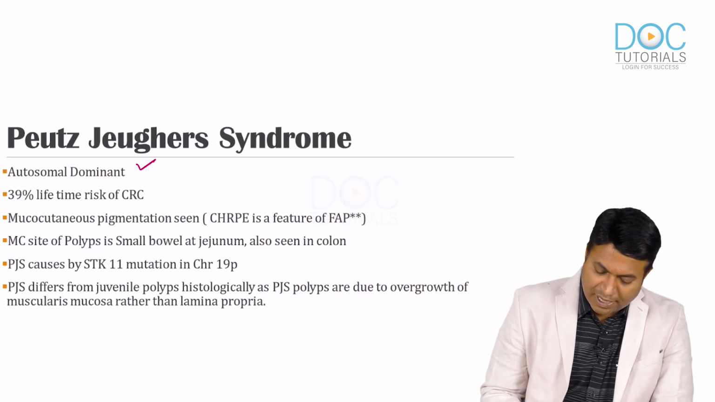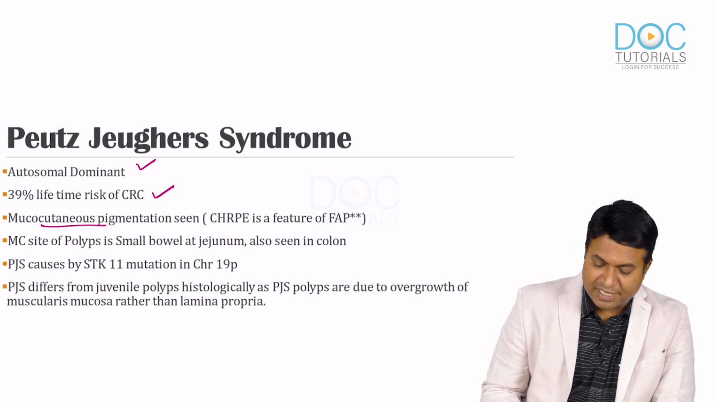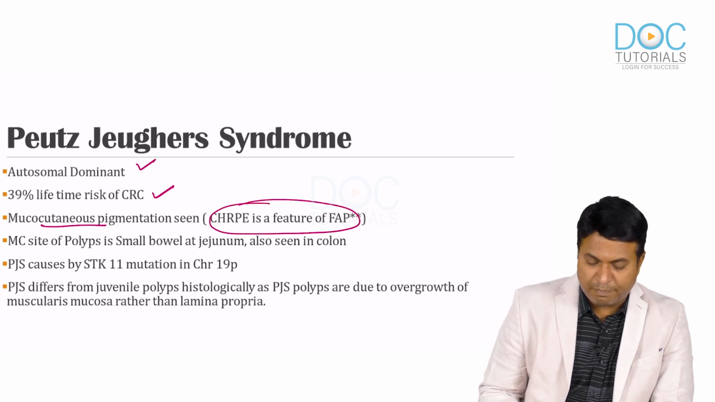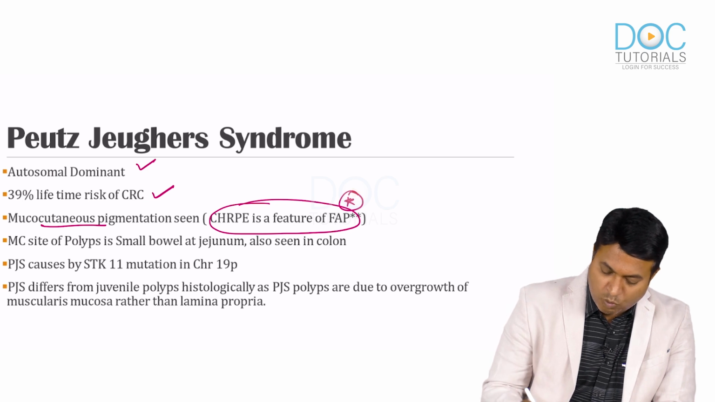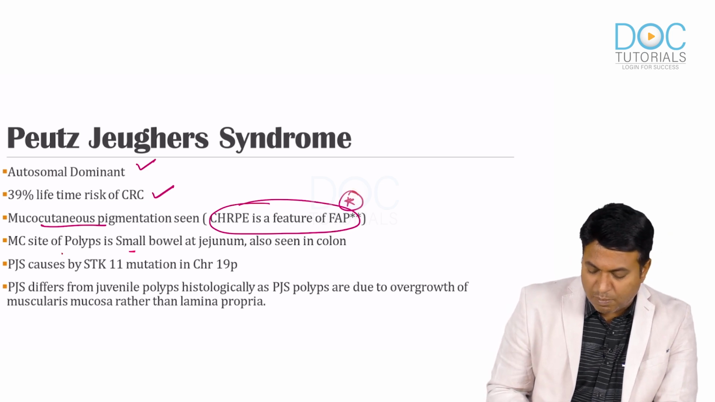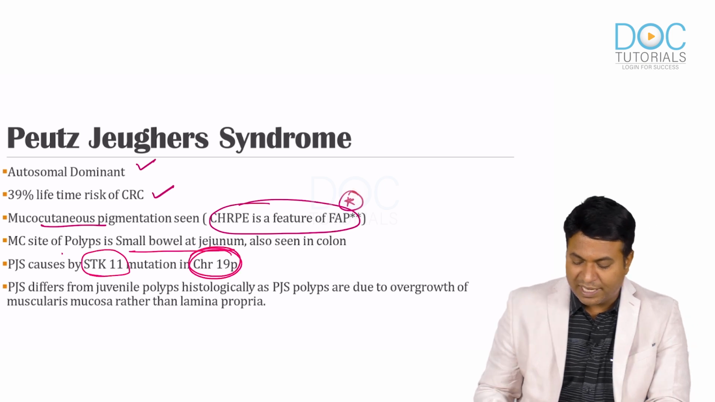It is autosomal dominant. There is 39% risk of colorectal cancers. Mucocutaneous pigmentation is seen. CHRPE is for FAP. Congenital hypertrophic retinal pigment epithelium is for FAP. Most common site of polyps is small bowel in jejunum. It is due to STK11 mutation with the chromosome 19p.